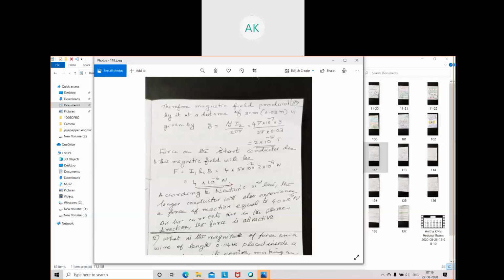There is another method also. Which is the other method? Directly you can use the formula mu0 by 4 pi 2 I1 I2 by R into length of the short conductor. That method also you can use. So here this method is used. First find the magnetic field, then find BIL sin theta, theta becomes 90. So first find B, the magnetic field.